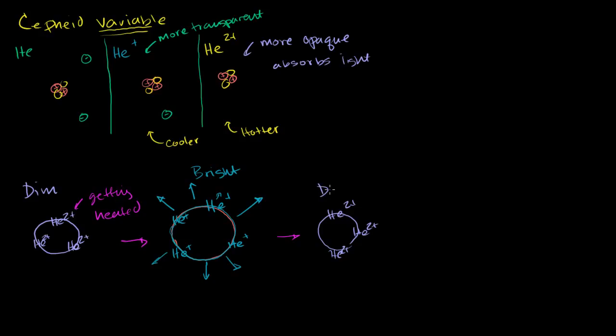And so this is the current best theory of why Cepheid variable stars are variable to begin with. It's this whole notion of having the doubly ionized helium versus the singly ionized helium in the outer layers of the star itself.